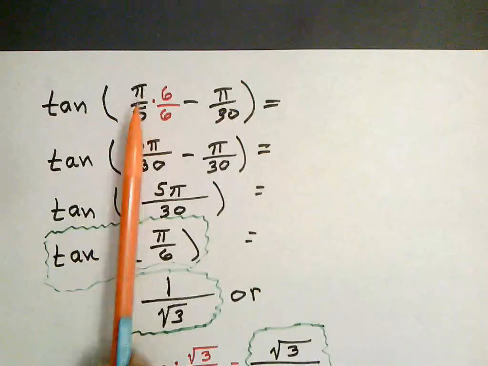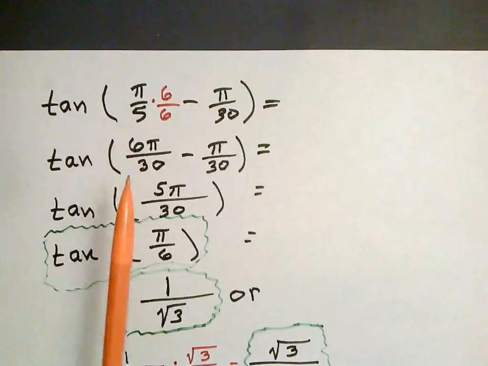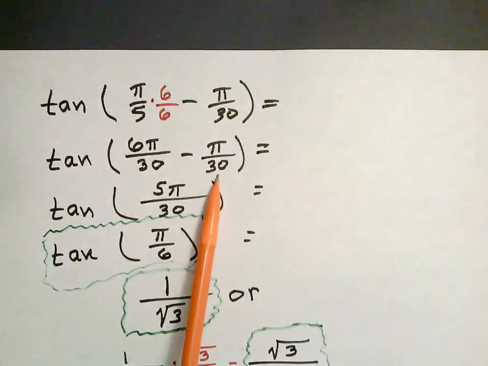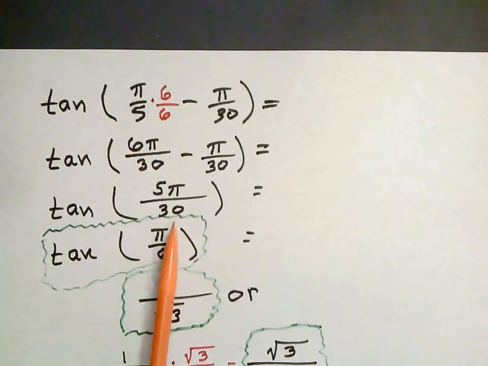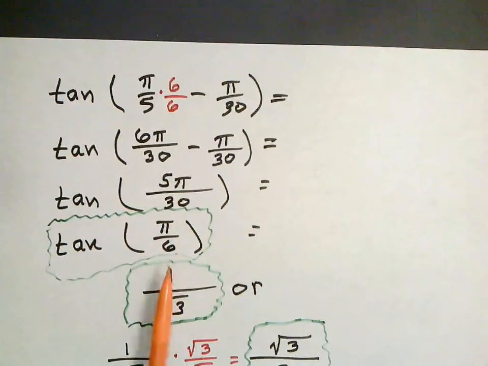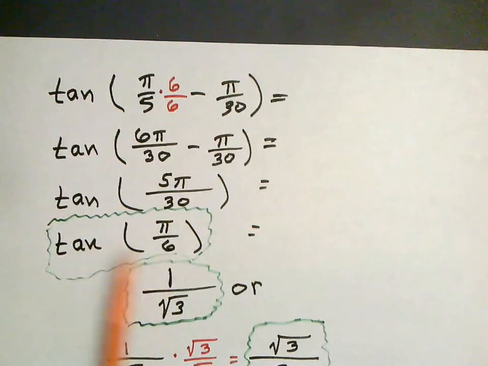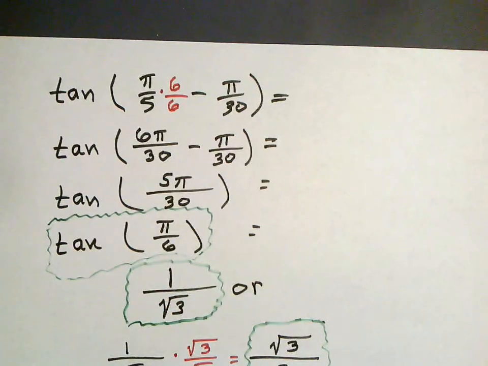So when I multiply pi over 5 by 6 over 6, I get 6 pi over 30 minus pi over 30, which will give me 5 pi over 30, which reduces to pi over 6. So here I have the expression as the tangent of an angle, but then I want to find the exact value. So again, tan of pi over 6.